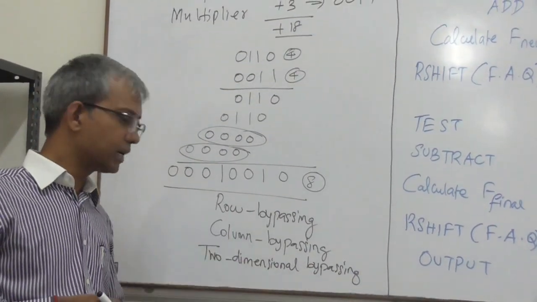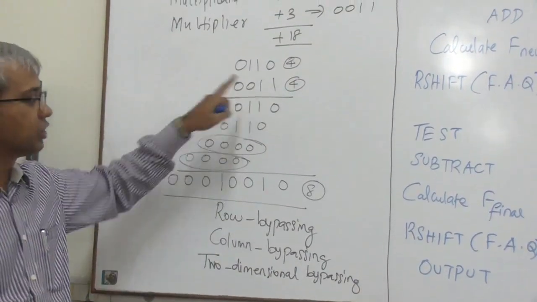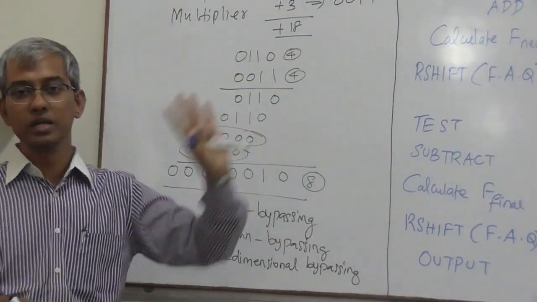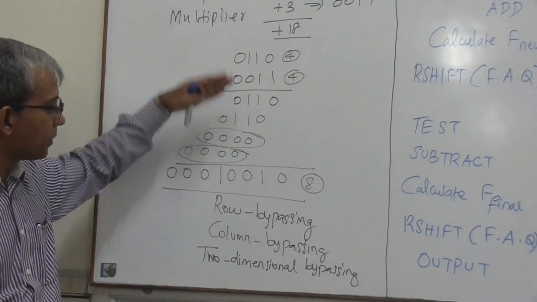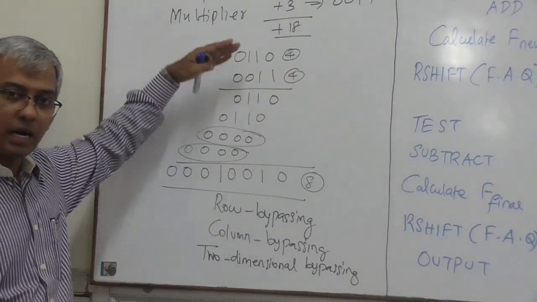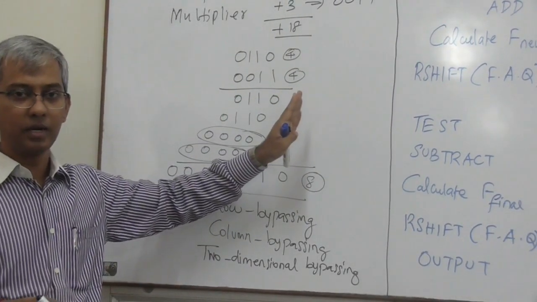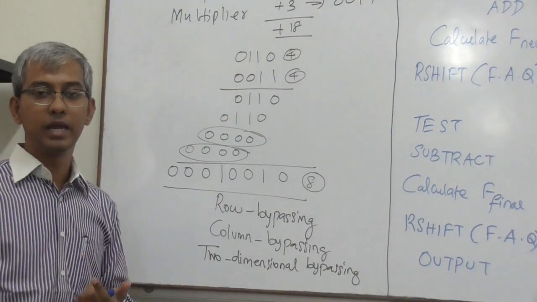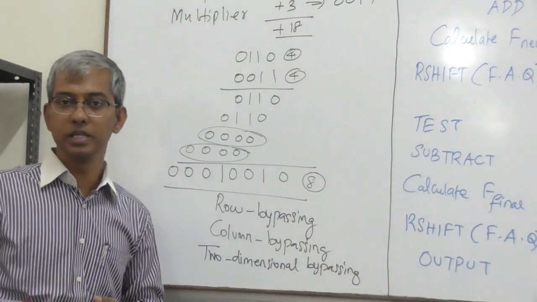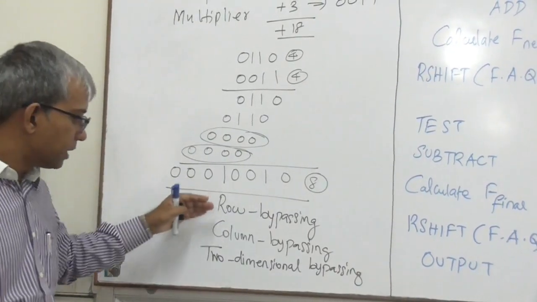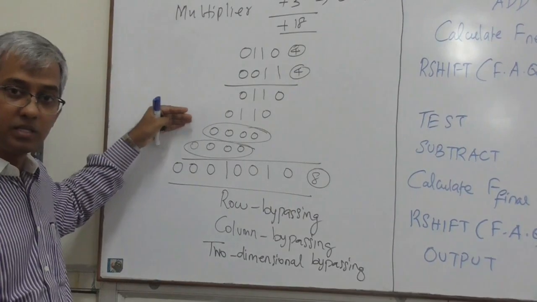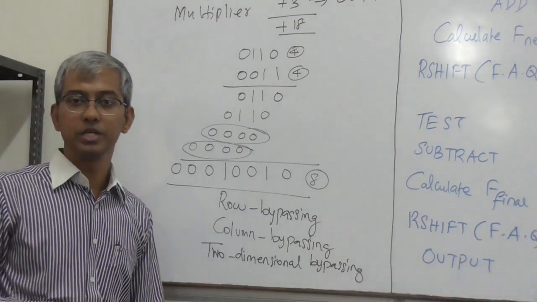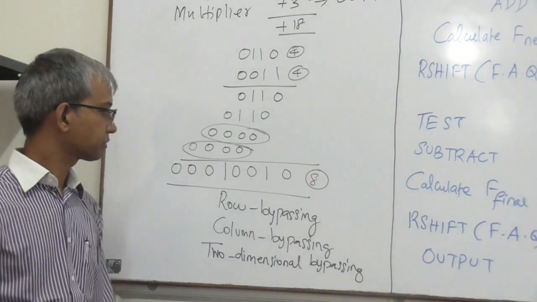So what this bypassing architecture will do, whenever it finds a zero, is bypass the addition operation and directly go for the shifting operation. So if you see the operations here, one is addition and the second one is shifting, right? Whenever I get zeros, I don't need to add all zeros, because when you add any number with zero, the final result will be the same. So in this bypassing architecture, the zero addition operation will be skipped and directly the shifting operation takes place, right?